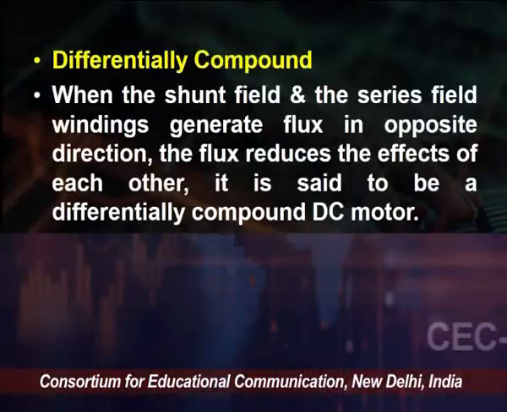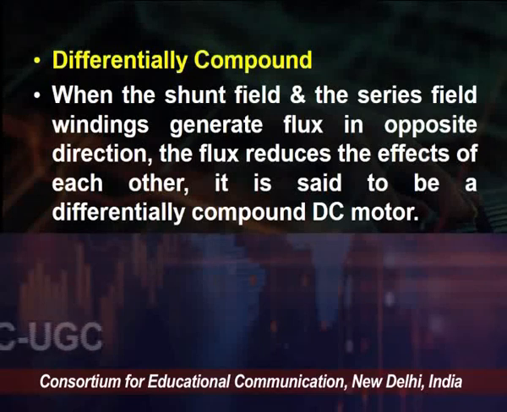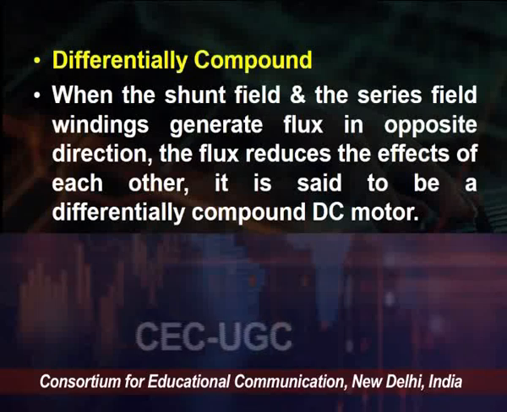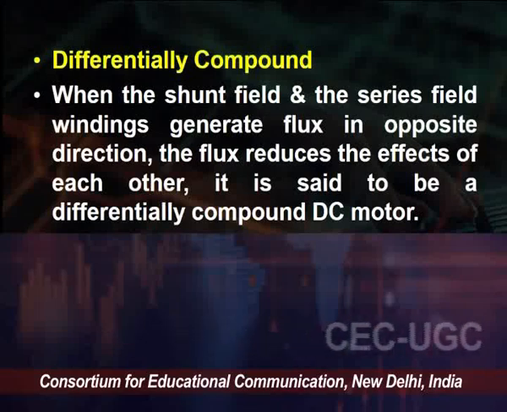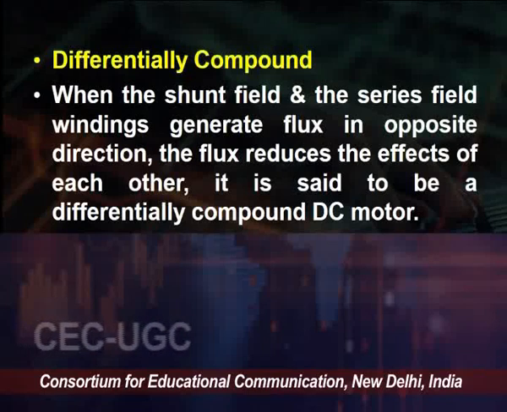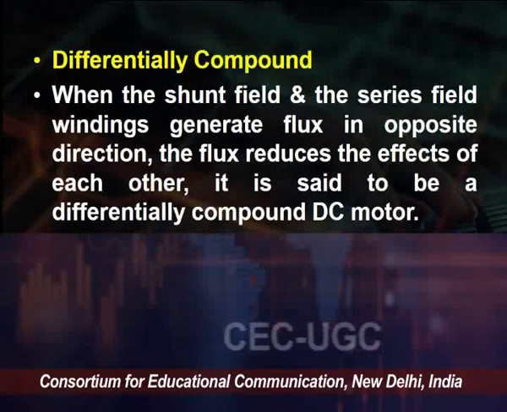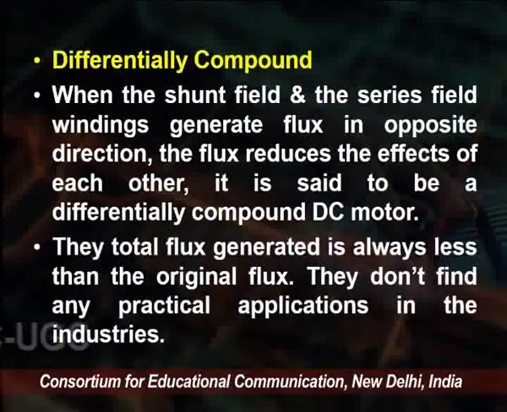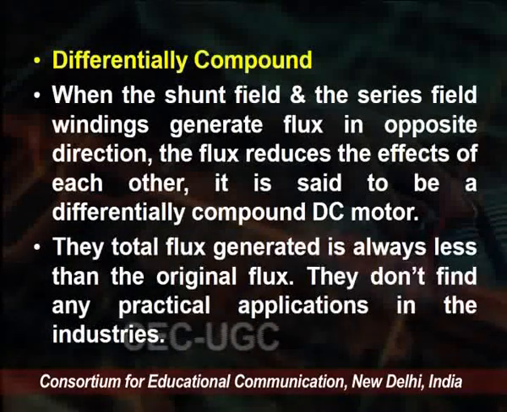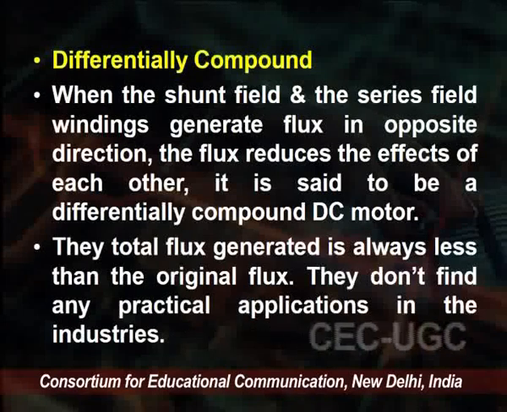And what about the differential compound? When the shunt field and the series field winding generate flux in the opposite direction, the flux reduces. In the previous case the flux increases, but here in the differential compound the flux reduces, the effect of each other. So it is said to be the differential compound DC motor. The total flux generated is always less than that of the original flux, and they do not find any practical application in the industries. Now both the compound motors can be short shunt and long shunt depending on the arrangement of the windings.